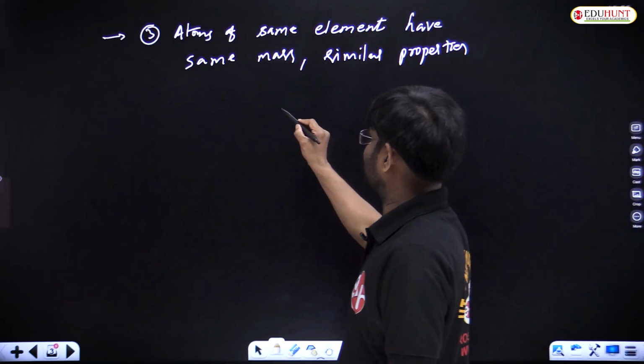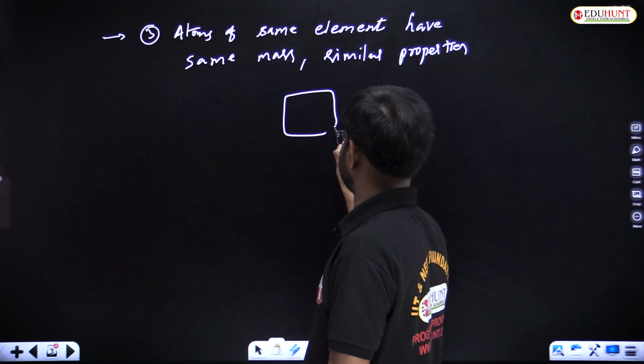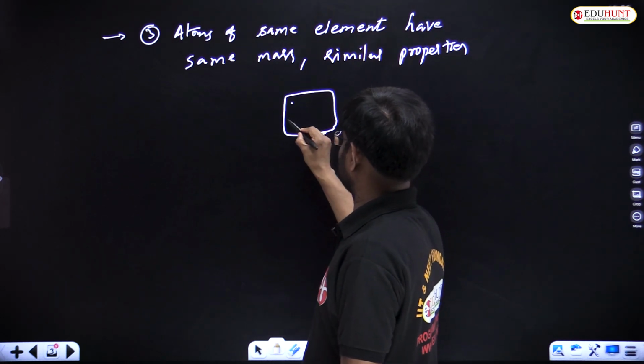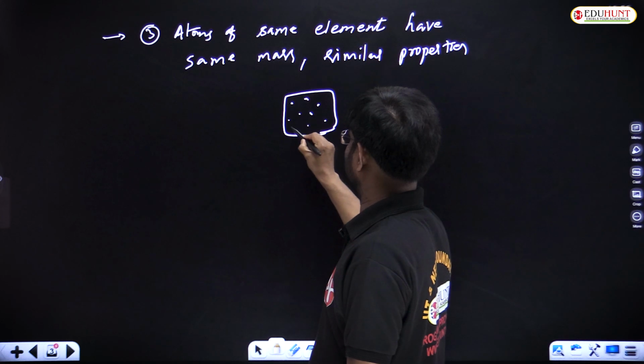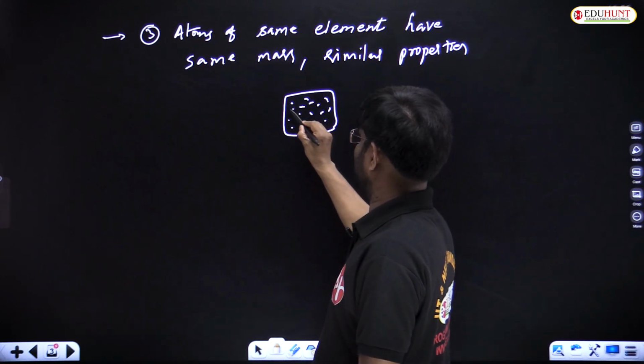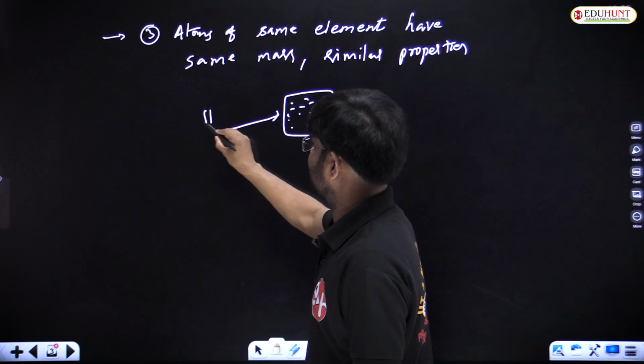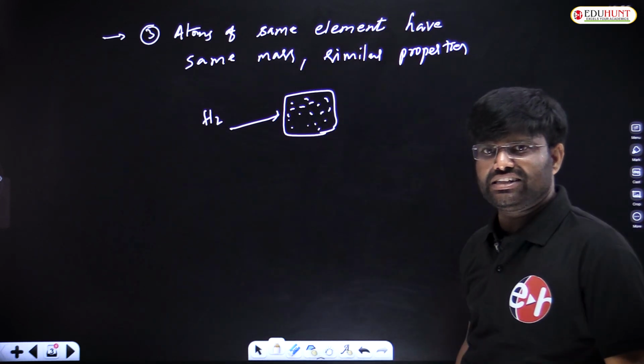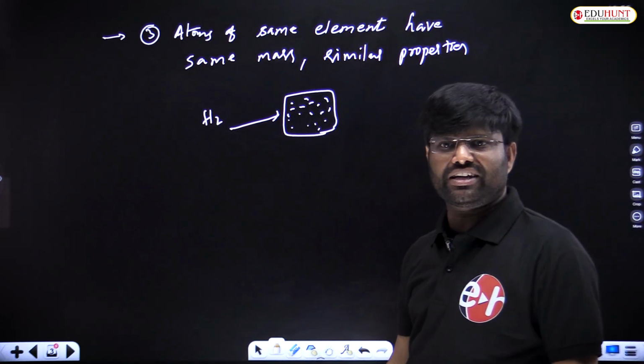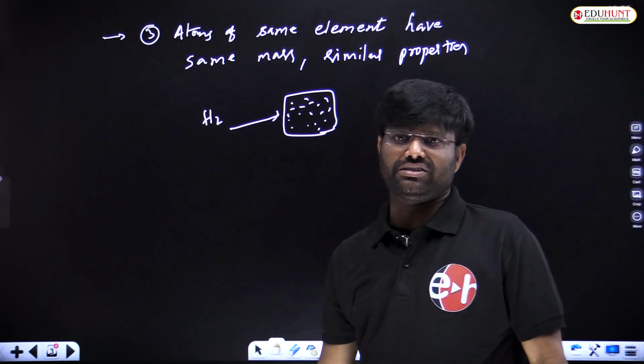So let us take one example. This is a gas, so many particles are there. This is called hydrogen gas. This hydrogen gas contains the smallest indivisible particles, uncuttable particles.